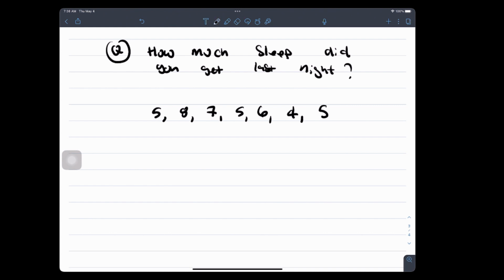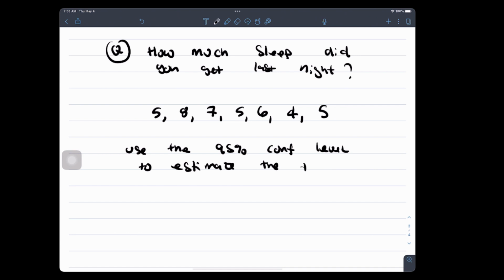So if I said to you guys, and here's what's going to happen, they're going to give you something like this. They're going to say, use the 95% confidence level to estimate the true mean sleep time. What would you do? How would you handle that?